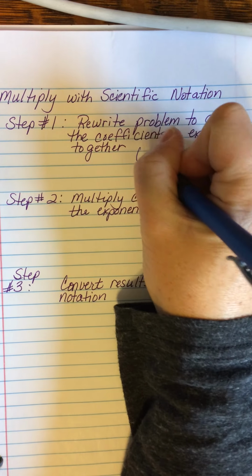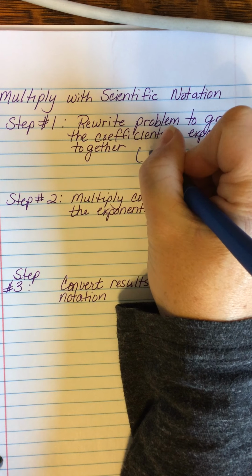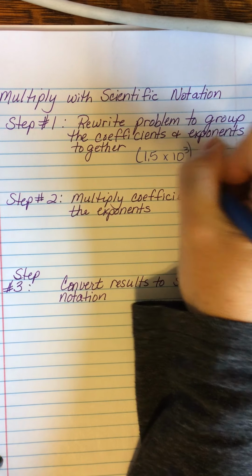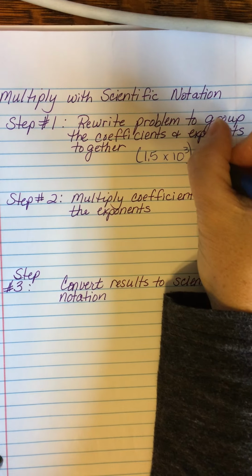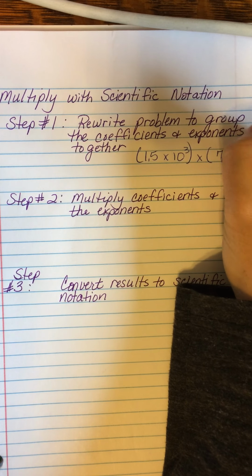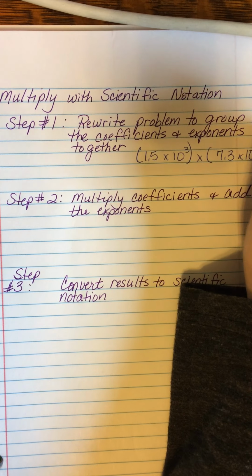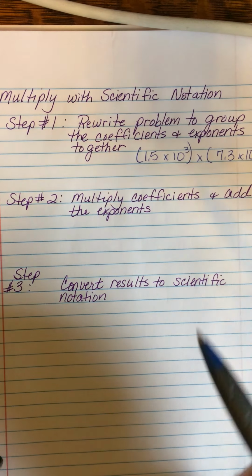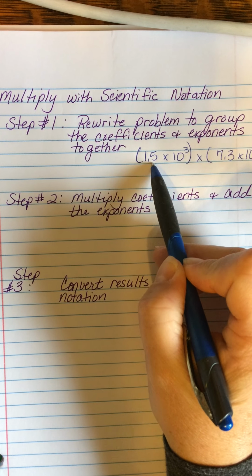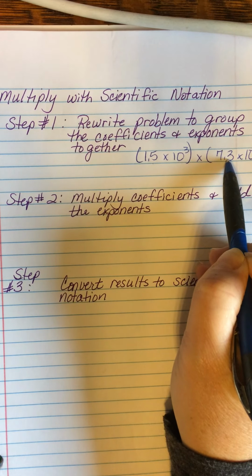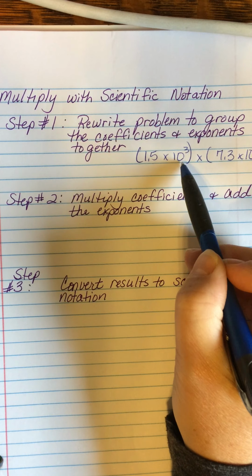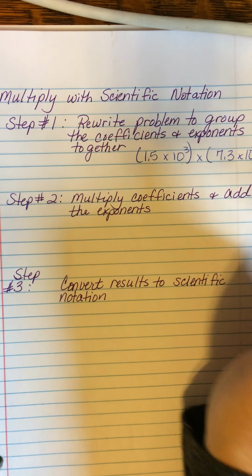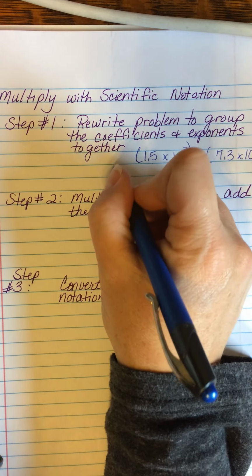If I have this as my example, 1.5 times 10 to the third power times 7.3 times 10 to the second power. What I would do is rewrite this so that 1.5 is times 7.3 in one set of parentheses, and 10 to the third is multiplied by 10 to the second in a separate set of parentheses. So it would look like this.